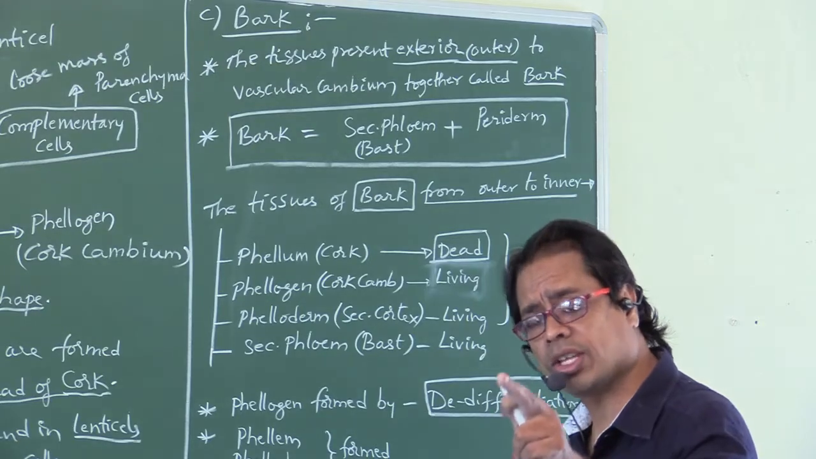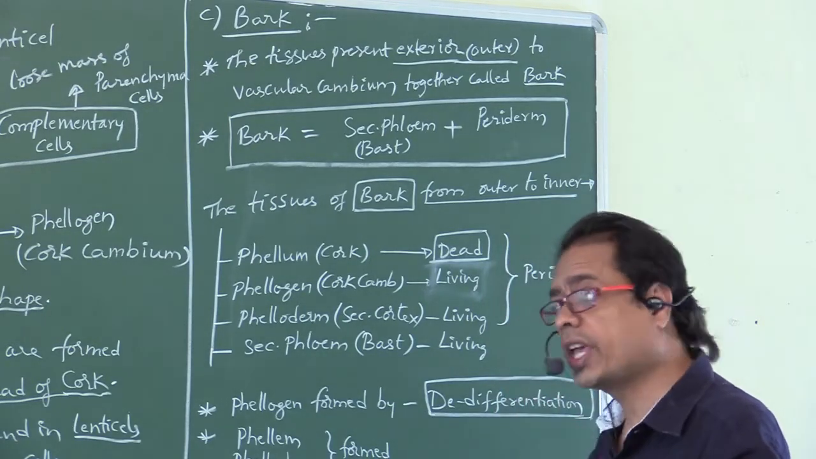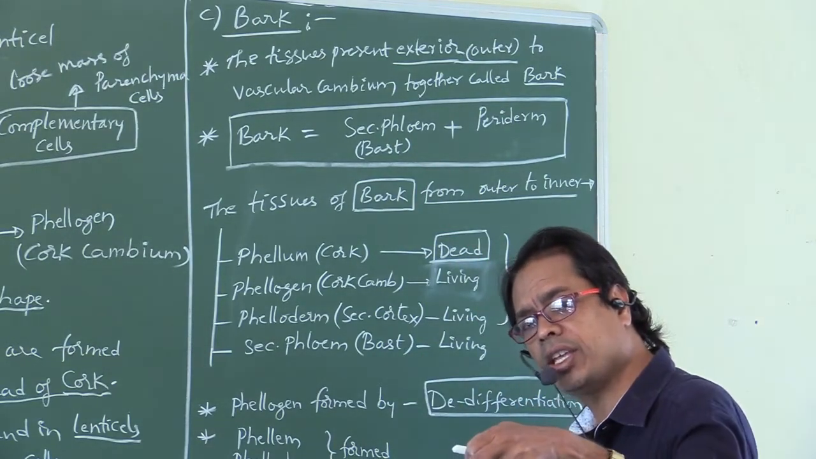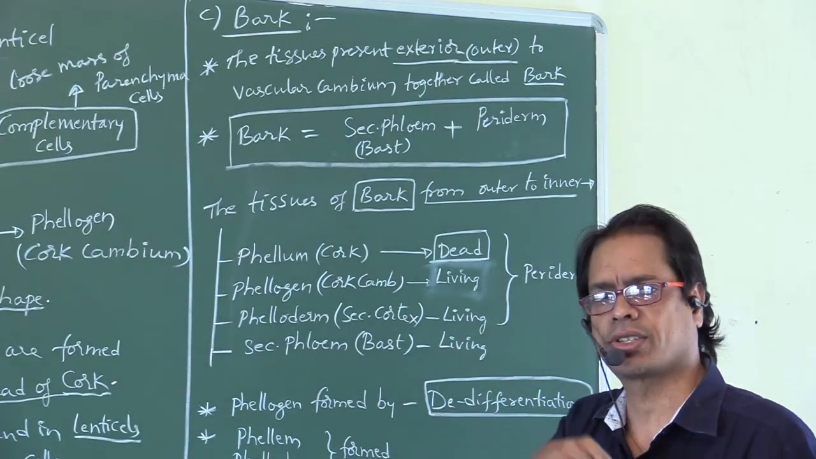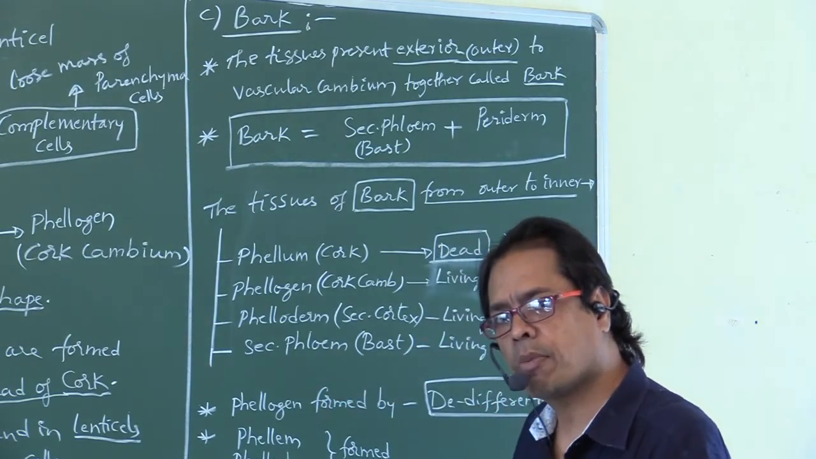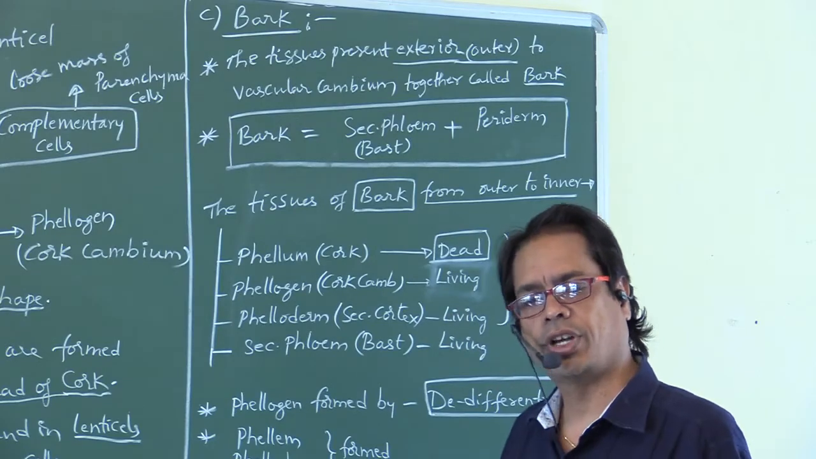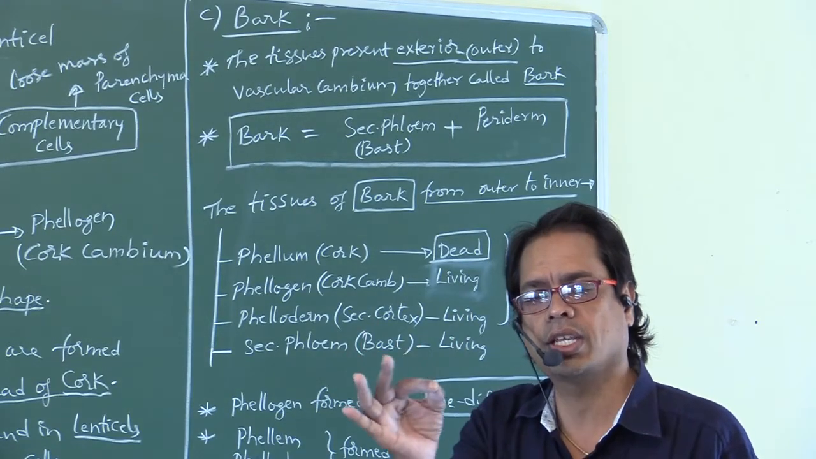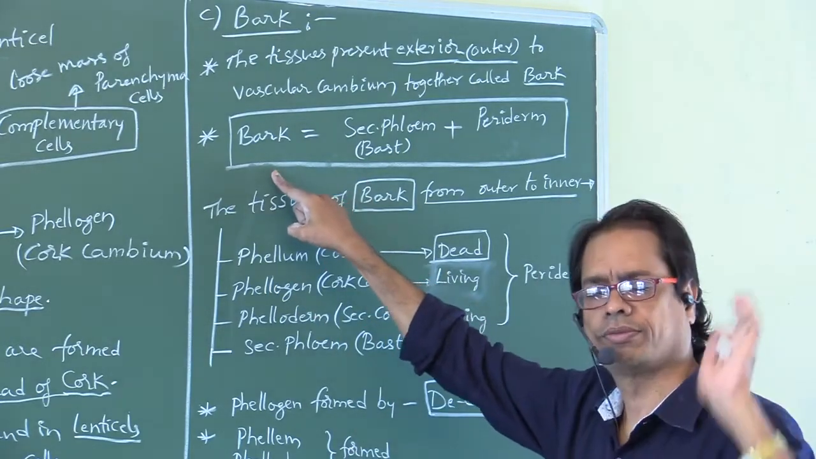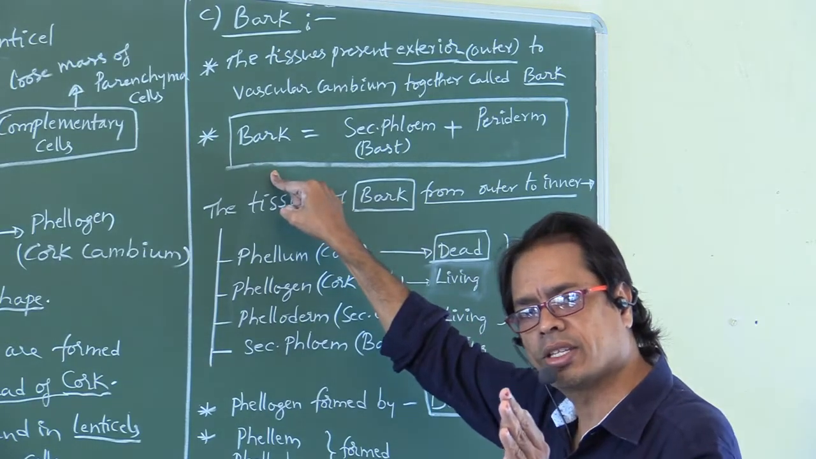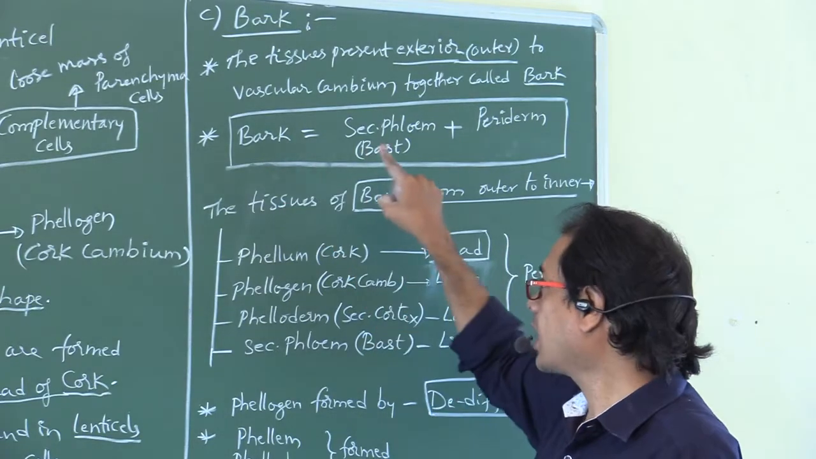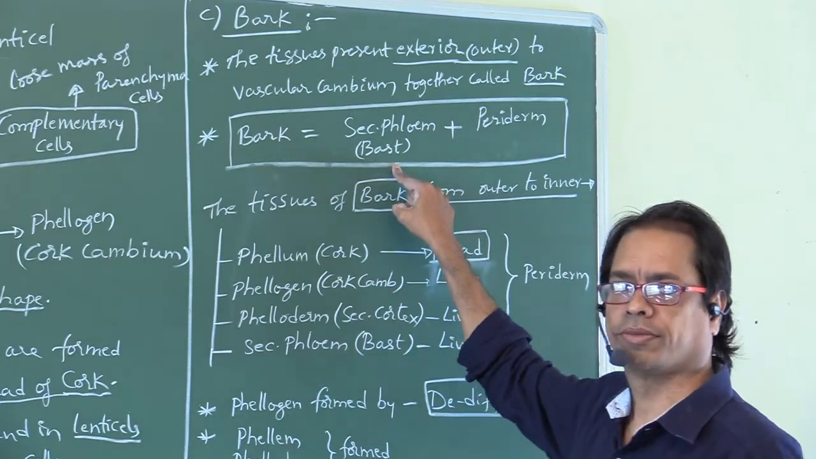The outermost layer of periderm is phellum. The outermost layer of bark is phellum. True. The innermost layer of periderm is the innermost layer of bark. False. The innermost layer of periderm is phelloderm. The innermost layer of bark is secondary phloem. Did you understand? Outer layer of periderm is phellum, outer layer of bark is phellum. Inner layer of periderm is phelloderm, inner layer of bark is secondary phloem. Don't say phelloderm for bark. Right.